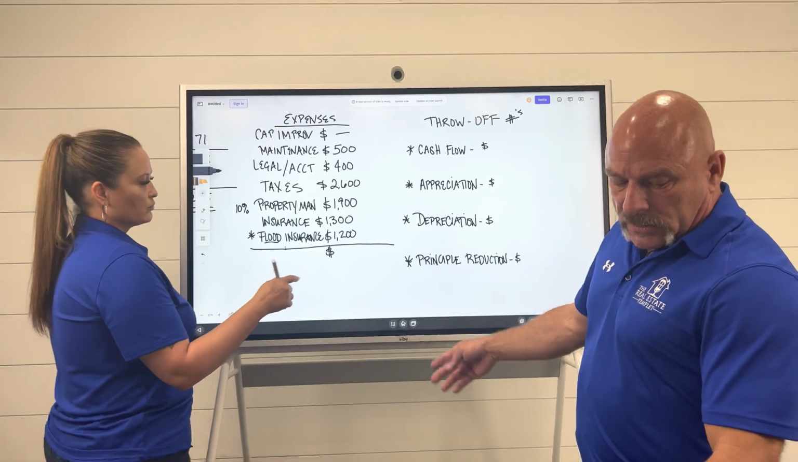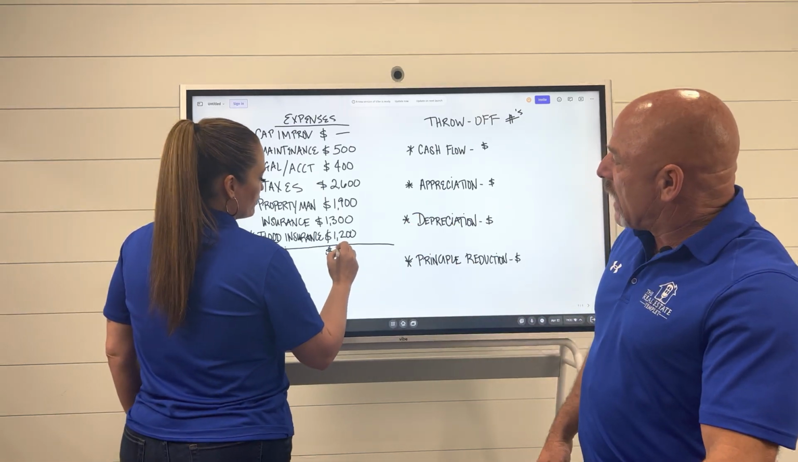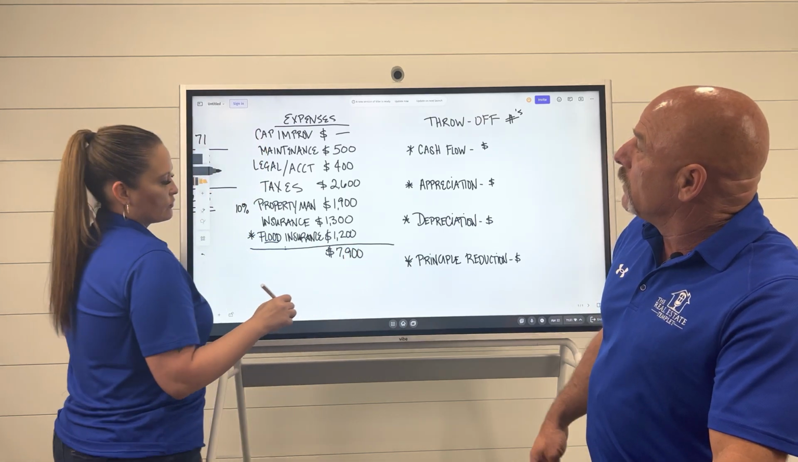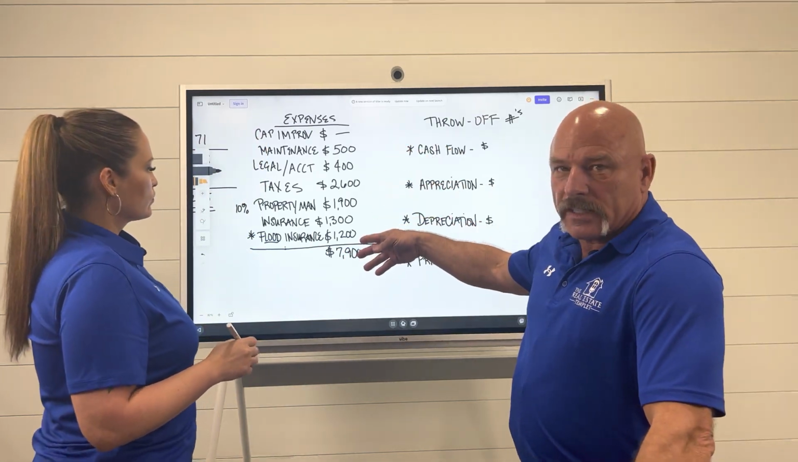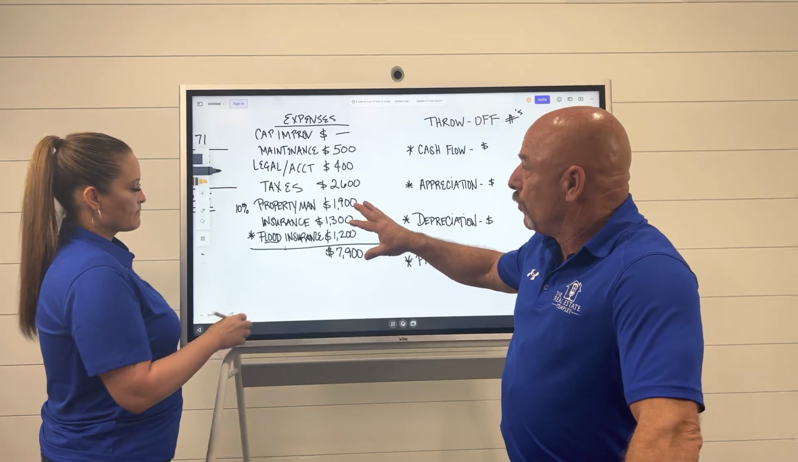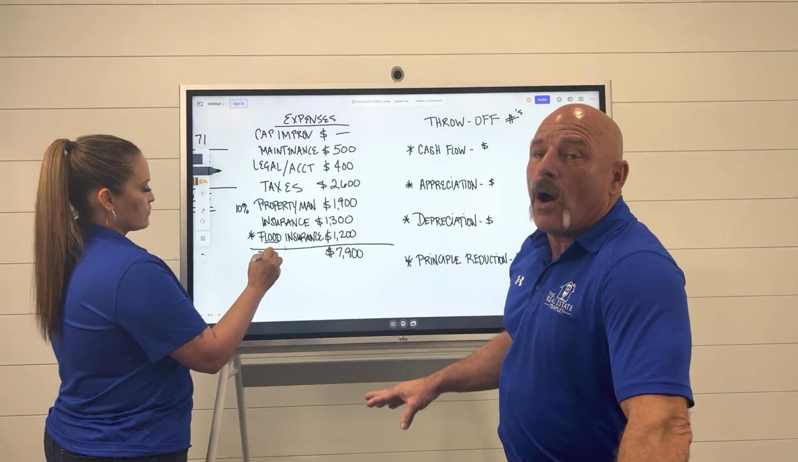So all of those numbers together are going to equal $7,900. So we are putting $7,900 worth of expenses on this house to be able to rent it. That is not what Zillow's doing.